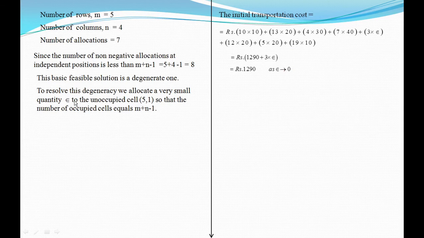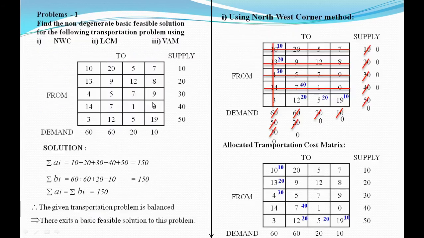In order to resolve the degeneracy, we have to allot a small quantity epsilon. The term epsilon is used for an unoccupied cell. Why should I choose the cell 5 comma 1? Because that is the least value among the unoccupied cells. So 25, 7, 8, 12, 9, 5, 7, 9, 0, 1 and then 14, 3. It is not insisted that you choose 5 comma 1, you can choose 4 comma.